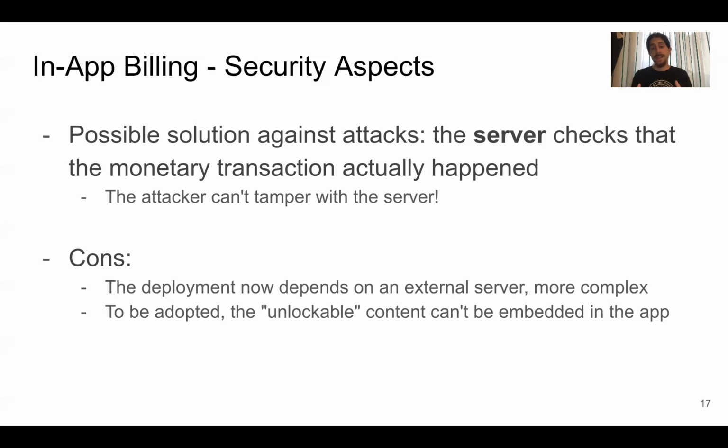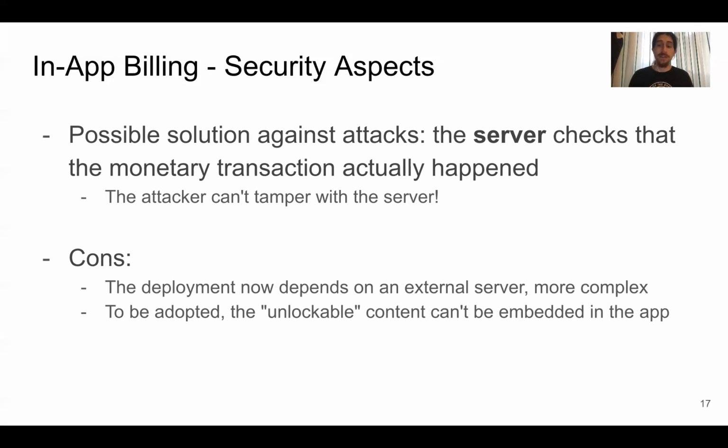Why? Well, if it's content that is unlockable and the content is already on the phone, then the server could say yes or no, but the content is already there. So the reverse engineer would actually see it. So this server is useful when the content you would unlock by paying is not embedded in the app.